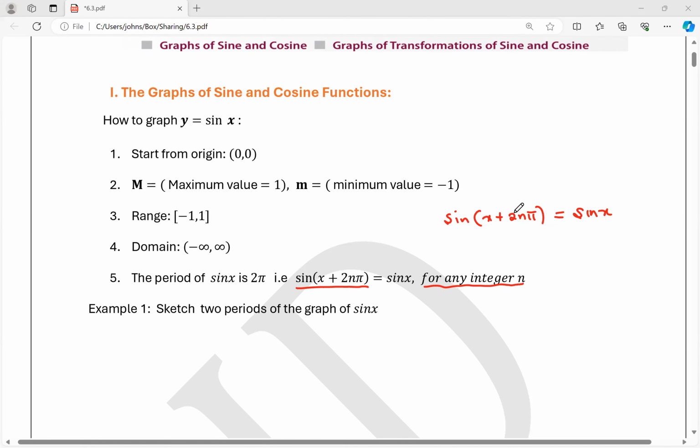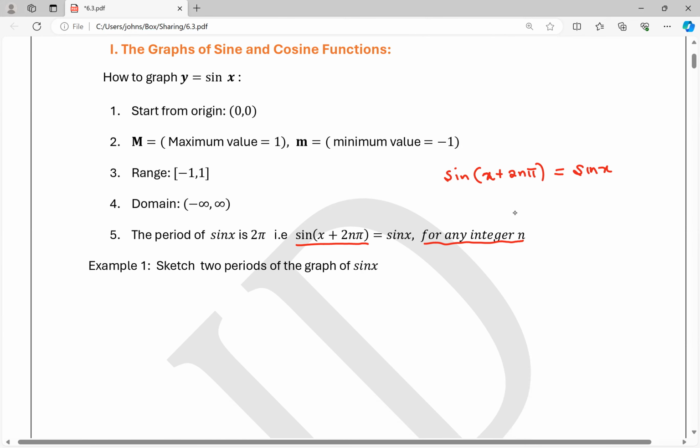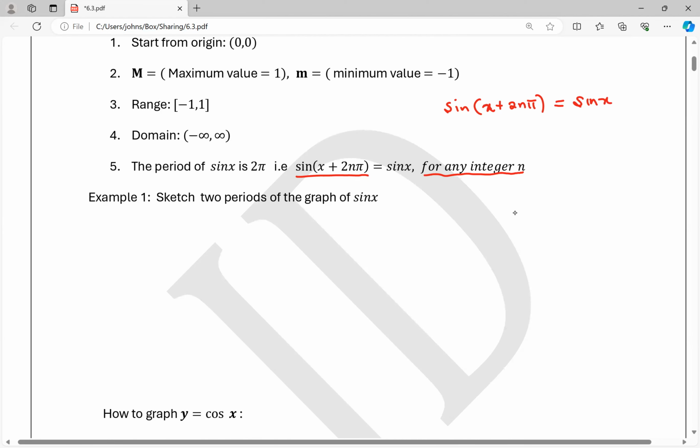So the period of sine, we said, is 2 pi, because if you add 2 pi to any value of x and you try to find the sine, it's still going to be the same value. So this is very important. A period is simply one complete circle. So a complete circle for sine x is just 2 pi. Now, if you want to sketch the graph of sine x, we want to graph this one, sine x.